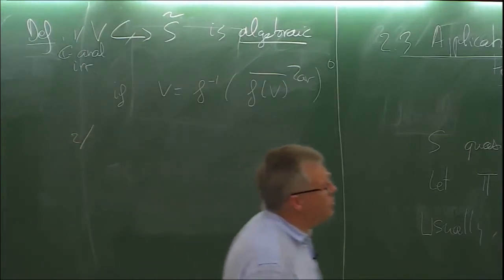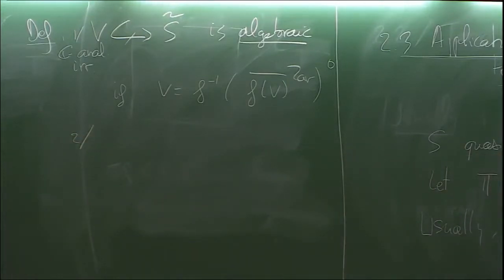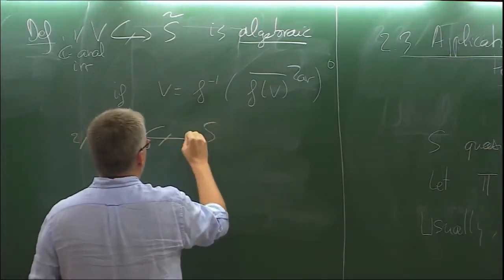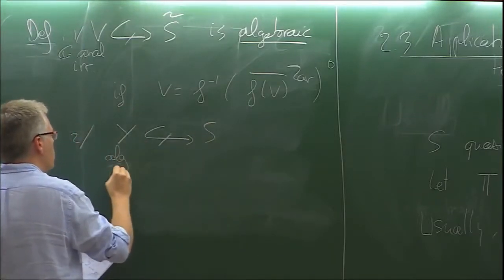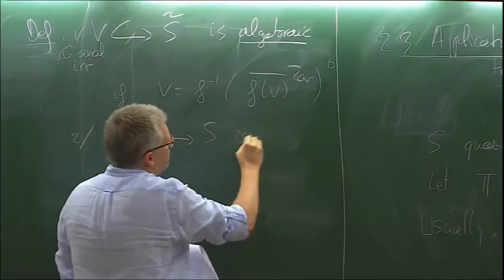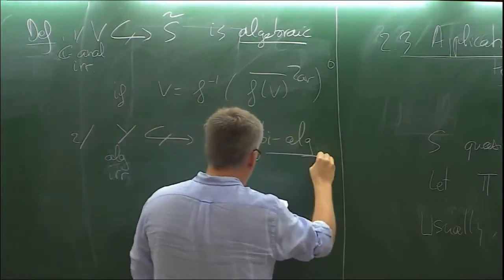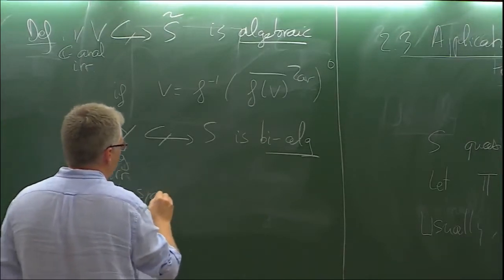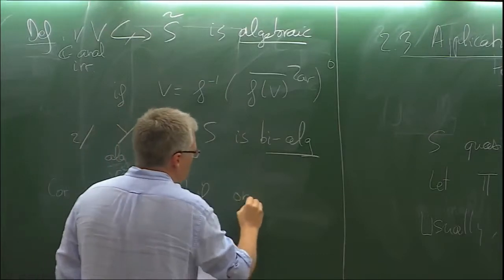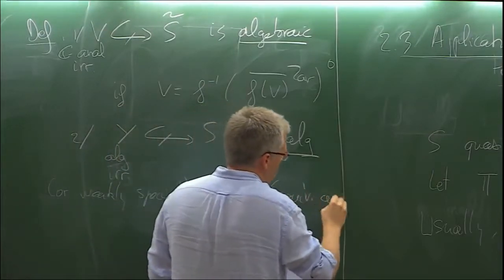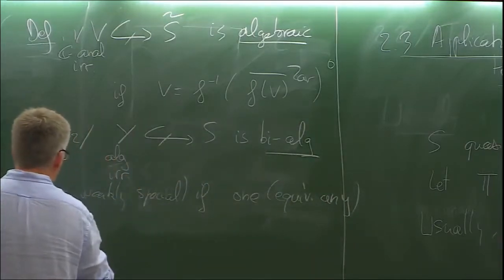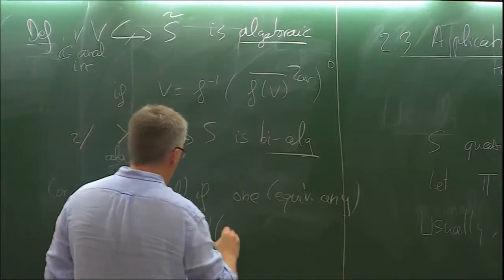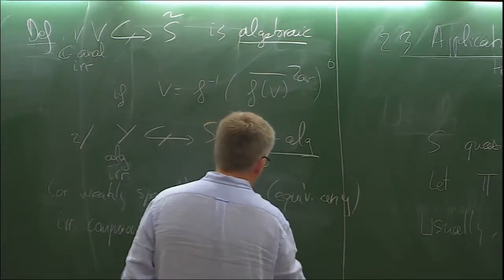And now I define what are the bialgebraic subvarieties of S. So suppose you start with an algebraic subvariety Y of S, which is also irreducible. We say it is bialgebraic, or weakly special, if you want, if one, or equivalently any, irreducible component of pi minus 1 of Y is algebraic in the sense above.